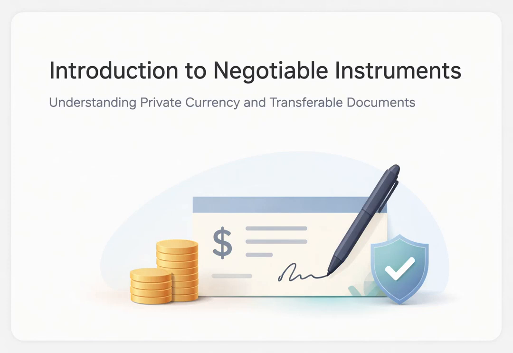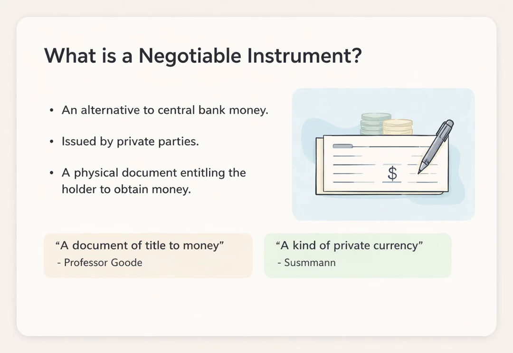Welcome to this lecture on negotiable instruments. Today, we are going to explore a fascinating area of commercial law, looking at how private documents can function almost like money. In our economic system, we usually use money issued by a central bank to pay for things, but there are alternatives. A negotiable instrument is a physical document created by private parties that entitles the holder to money.